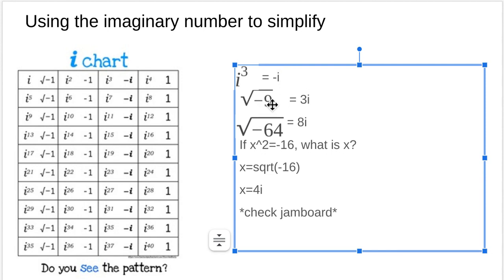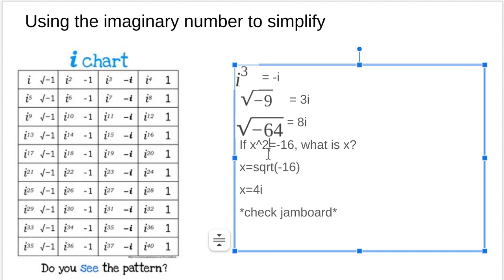The square root of -9 is equal to 3i because 3 times 3 is 9. And since there's a negative under that radical, you would automatically put an i there. So that's why that i is there. Same thing with the square root of -64. 8 times 8 is 64. And since there's a negative under that radical, we would automatically put an i there.